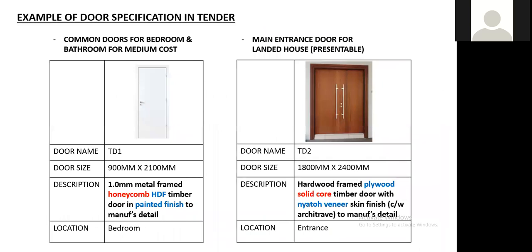So when we are specifying for the door, there are two examples here. Say for common doors for bedrooms and bathrooms at medium cost. How do you specify this? The red one is the infill, and the blue one is the skin. Some of the specification can be as simple as timber flush door. Timber flush door can be anything, as what I've presented just now. It can be a lot of combinations. So for example, for this common bedroom and bathroom medium.